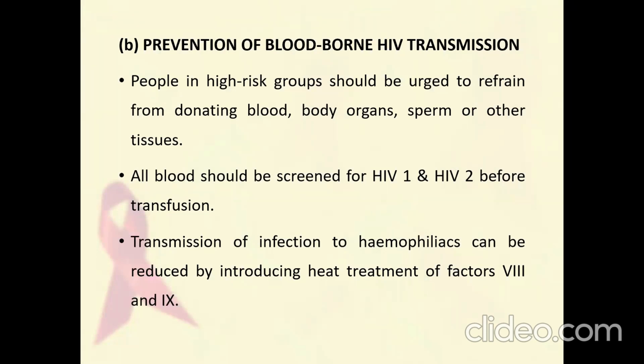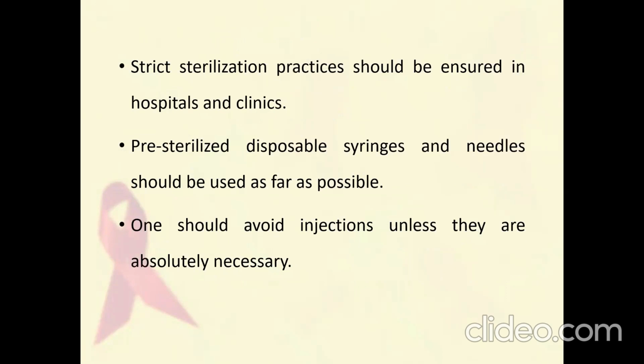In prevention of blood-borne HIV transmission, people in high-risk groups should be urged to refrain from donating blood, body organs, sperm, or other tissues. All blood should be screened for HIV-1 and HIV-2 before transfusion. Transmission of infection to hemophiliacs can be reduced by introducing heat treatment of factors 8 and 9.